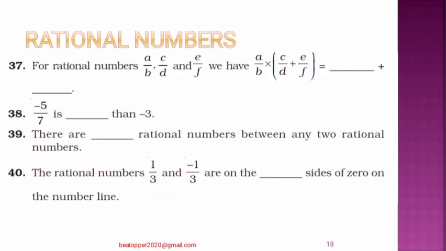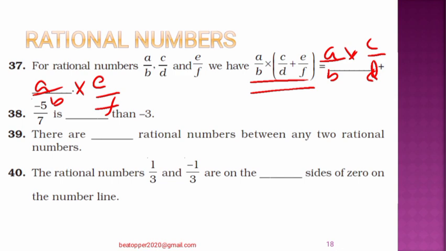Next question: for rational numbers a by b, c by d and e by f, we have a by b into c by d plus e by f. This is the distributive property. So a into b plus c is equal to a into b plus a into c. Here, all these numbers are rational numbers. So this becomes a by b into c by d plus a by b into e by f.